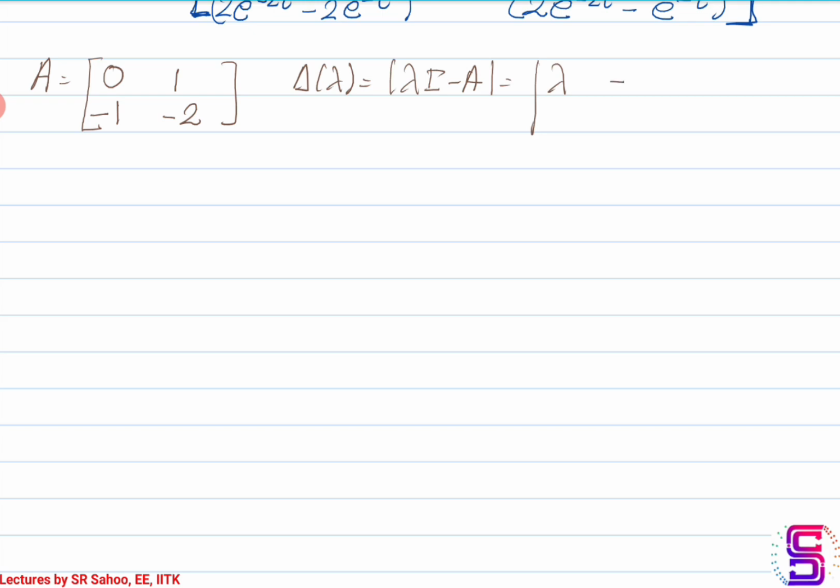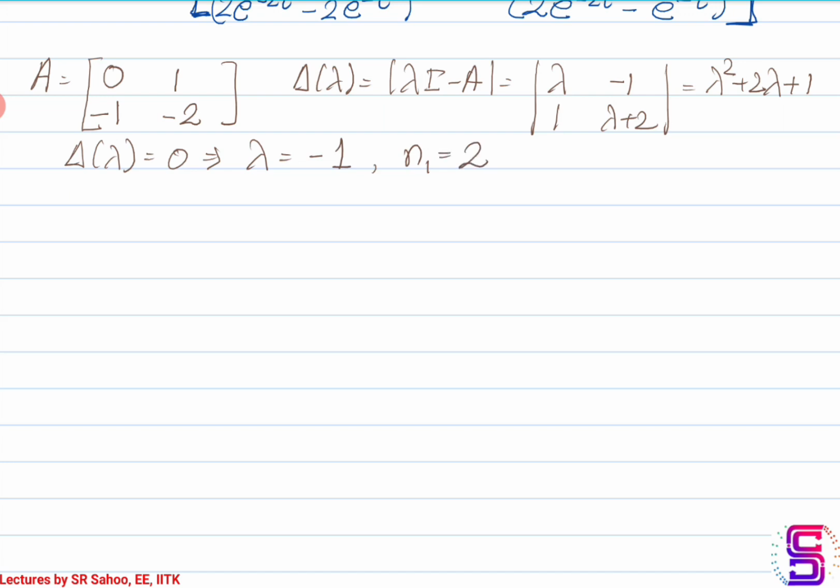given by the determinant of lambda minus 1, 1 and lambda plus 2, which is nothing but lambda square plus 2 lambda plus 1. So what I have is that lambda equal to minus 1 is the eigenvalue with the algebraic multiplicity being 2. Okay, now let's compute the same e power At as we had done upstairs. So let's say we have this.